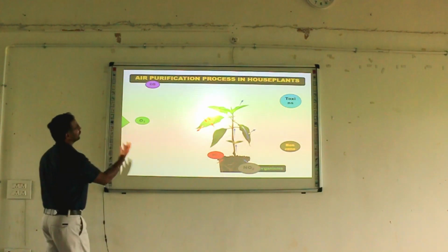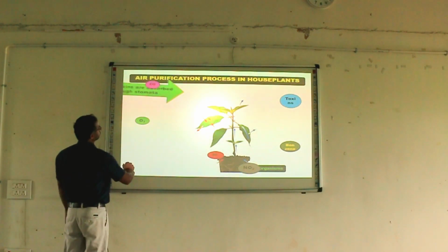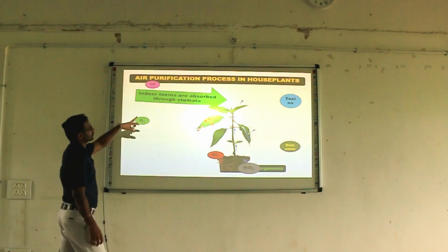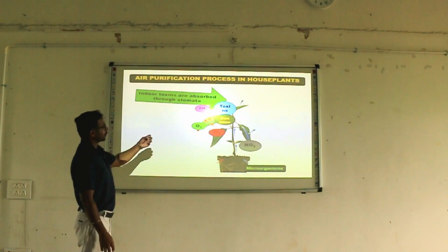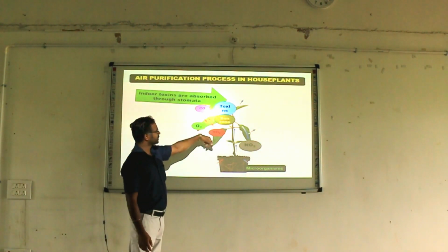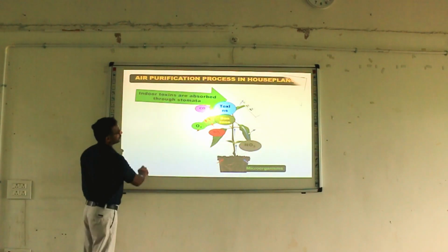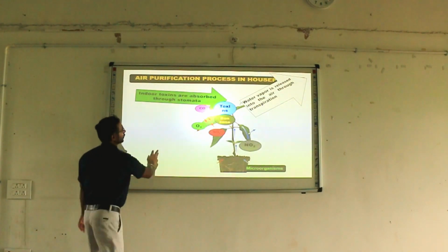Here, how does the air purification process work with house plants? Carbon monoxide and other toxins like ozone, benzene, sulfur dioxide and nitrogen oxide will be absorbed by the stomata of the plants. Then water vapor is released into the air through transpiration.